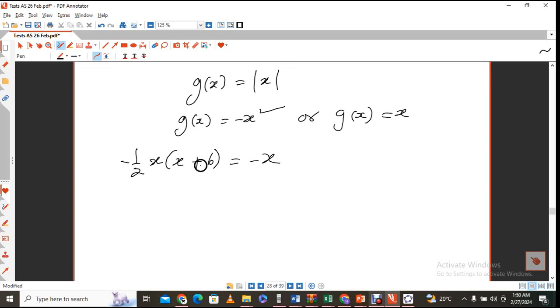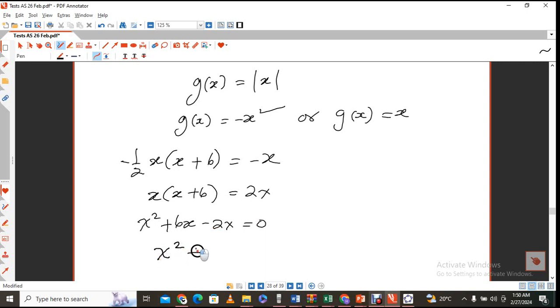So when I have a negative and a negative here, they cancel. So I'm going to have x here, x plus 6, and that's going to equal 2x, because negative a half times that is going to be 2x. All right, so let's continue then. If I bring it over, I'll have x squared plus 6x minus 2x is equal to naught. So that's x squared plus 4x is equal to naught.